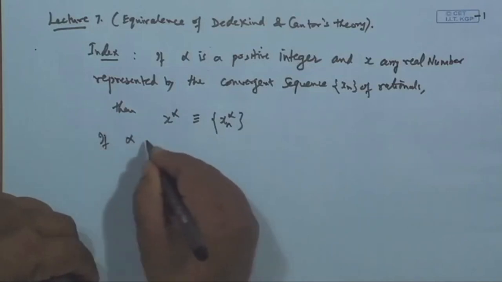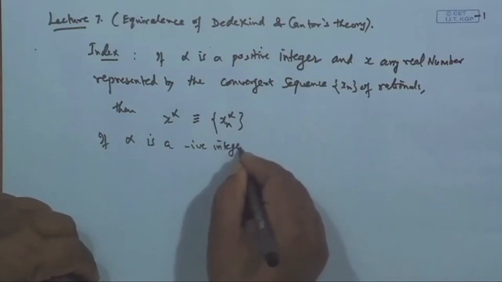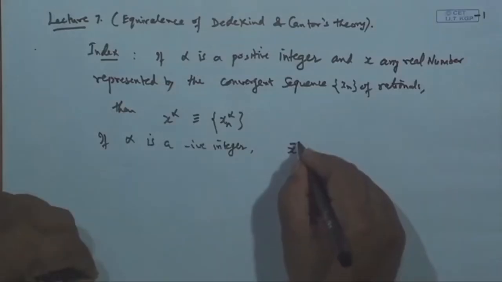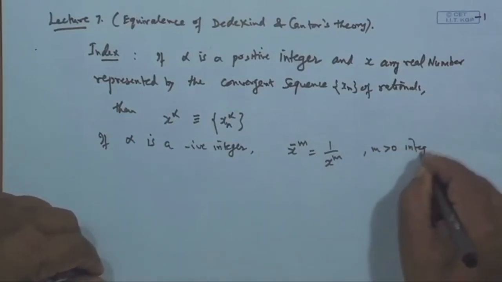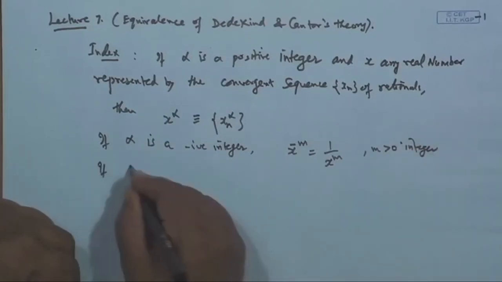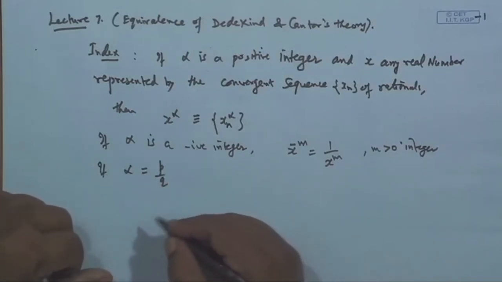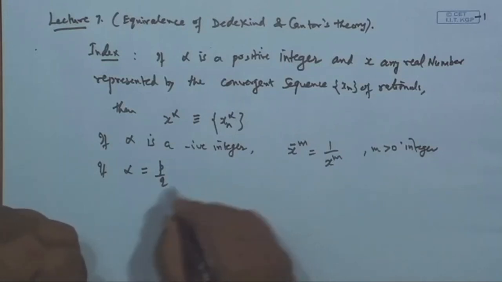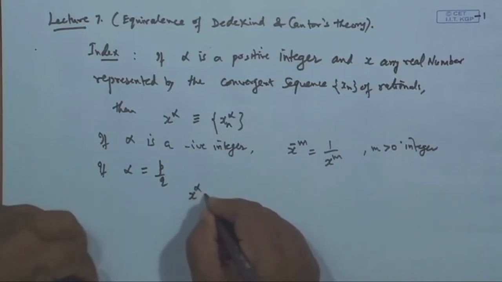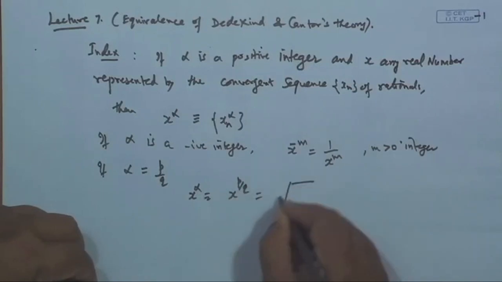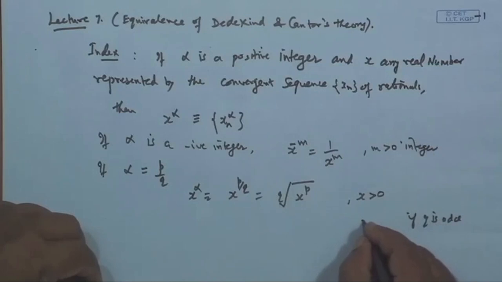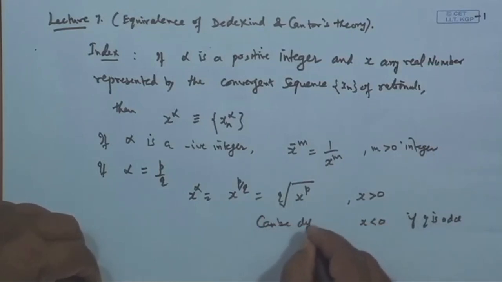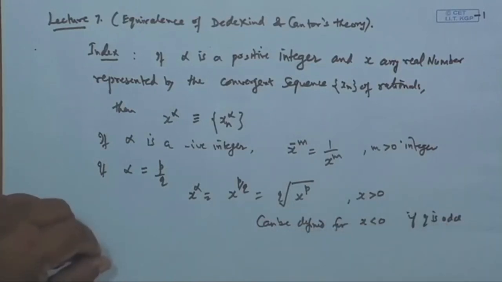If alpha is a negative integer, then we can write x to the power minus m as 1 by x to the power m, where m is a positive integer. And we have also seen that if alpha is fractional, p by q, where p and q are integers, then x to the power alpha, that is p by q, is the same as the qth root of x to the power p, where x is taken to be positive. It can also be defined for x less than 0 if q is an odd number.